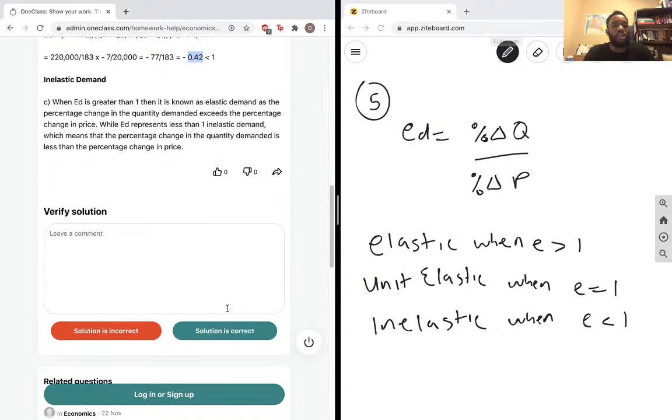And our tutor here said, when elasticity of demand is greater than 1, then it is known as elastic demand, as the percentage change in quantity demanded exceeds the percentage change in price, which we show here. While elasticity of demand less than 1 would be inelastic demand, which means the percentage change in quantity demanded is less than the percentage change in price. And if we're equal to 1, then the change is the same. So it's correct.